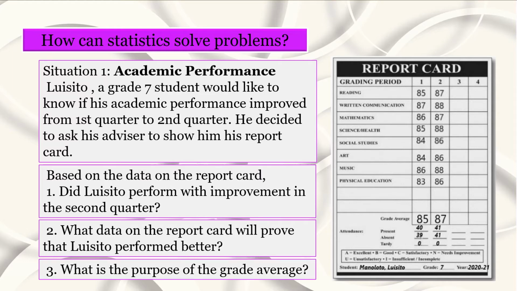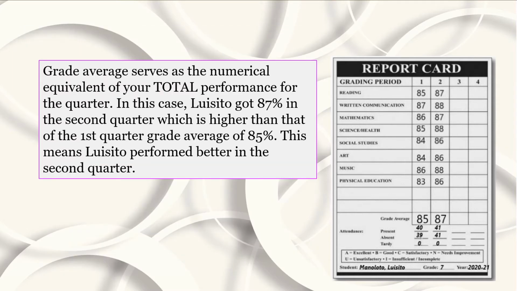And number three, what is the purpose of the grade average? Now, the grade average serves as a numerical equivalent of your total performance for that quarter. In this case, Luisito got 87% in the second quarter, which is higher than the first quarter grade average of 85%. This means Luisito performed better in the second quarter.